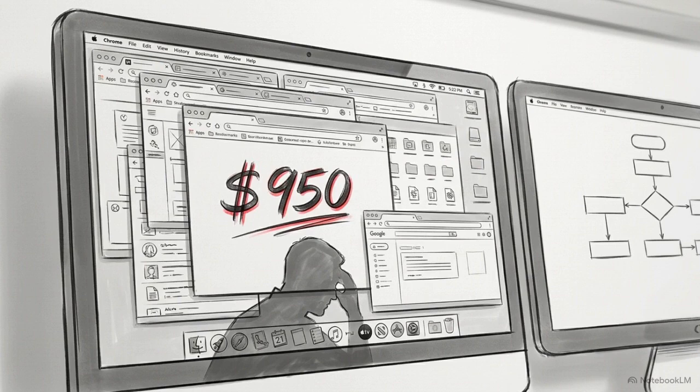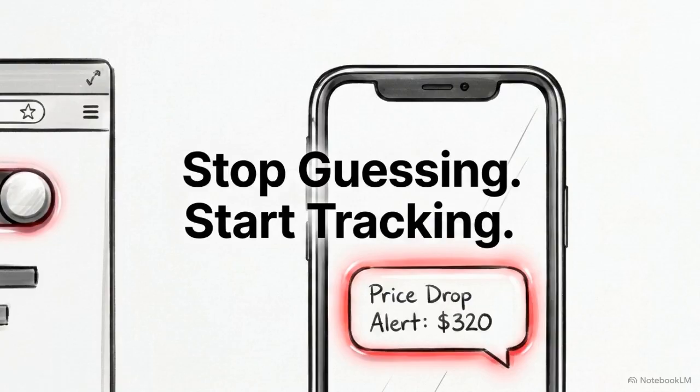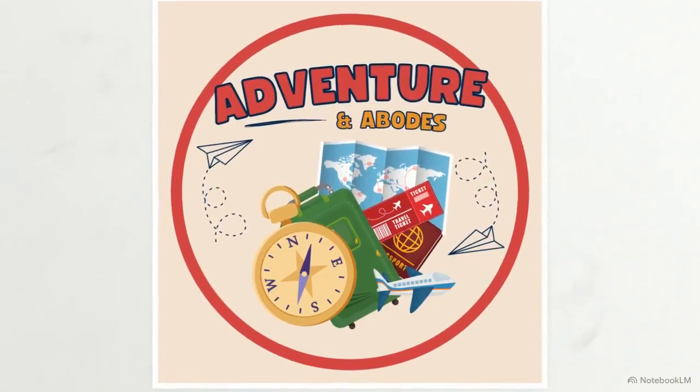Look at these two screens. On the left, we have the stressful reality of manually refreshing a $950 flight search. On the right, the peace of mind that comes with a simple automated alert locking in that exact same flight for $320.